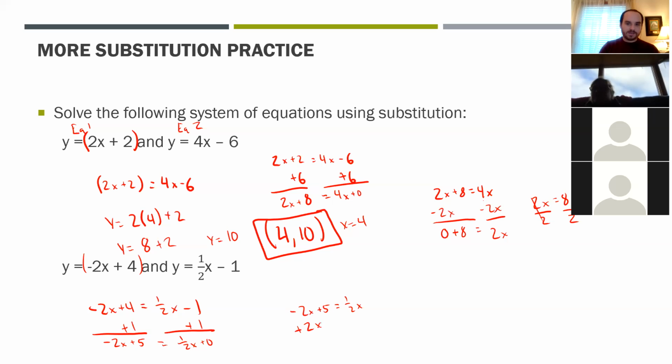I'm going to assume you missed the x there. So if we add 2x to both sides, we get 0 plus 5 equals, and then we have 2 and 1/2 x. We could also write this as 5/2 x, whichever way you want to do it. And then our last step, we have 5 equals 5/2 x. What's our last step? Or I guess we could think of it as 2 steps either way.